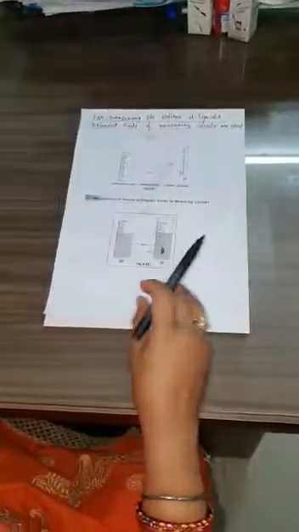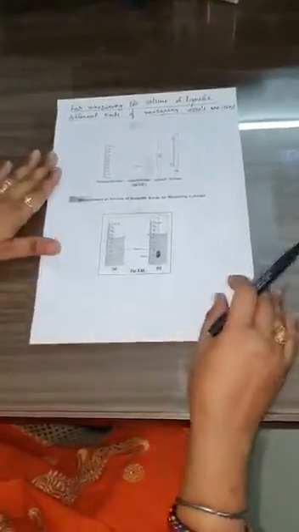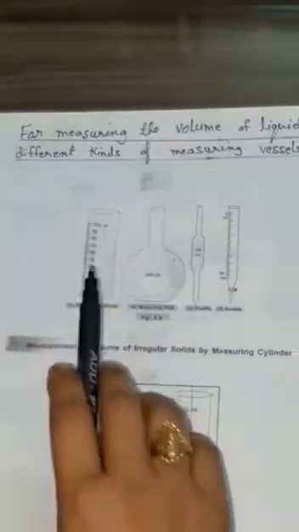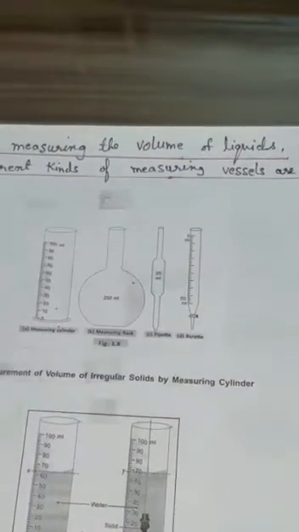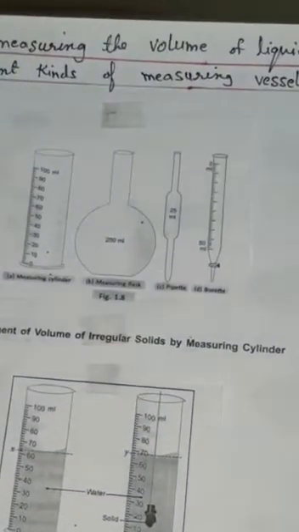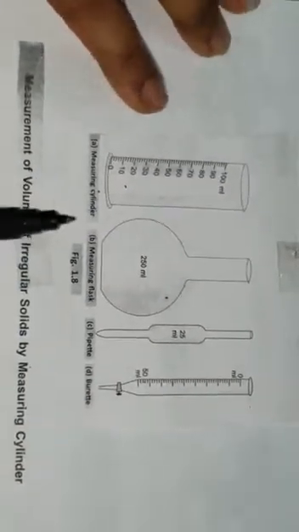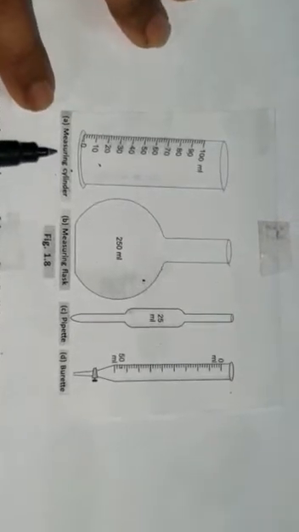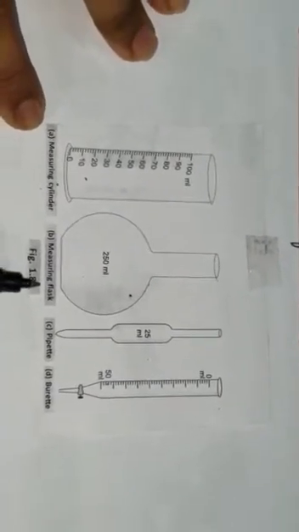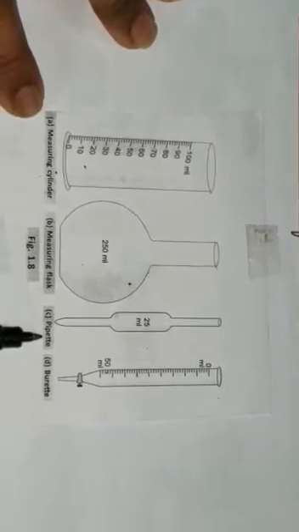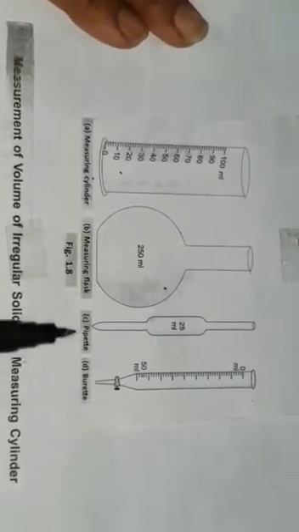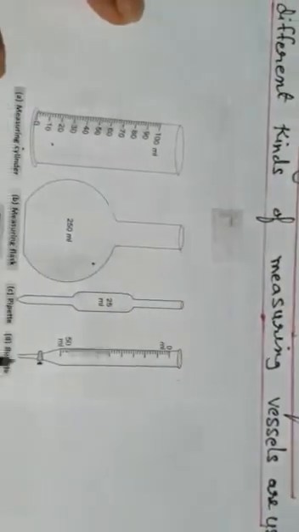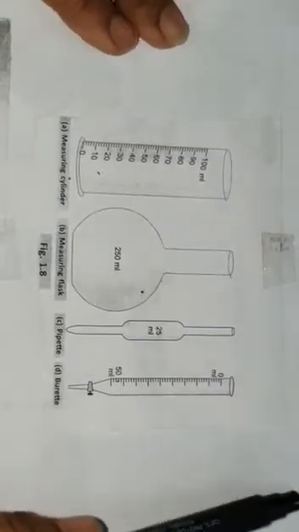Now children, for measuring the volume of liquids, our scientists have given some different kinds of measuring vessels. These are the different kinds of measuring vessels. When the school reopens, I will show you in my laboratory. Here you have to draw these figures. The first one is measuring cylinder, second one measuring flask, third one pipette, and the fourth one burette. I will show you in our laboratory. This figure you have to draw in your notebook. These are the measuring vessels.